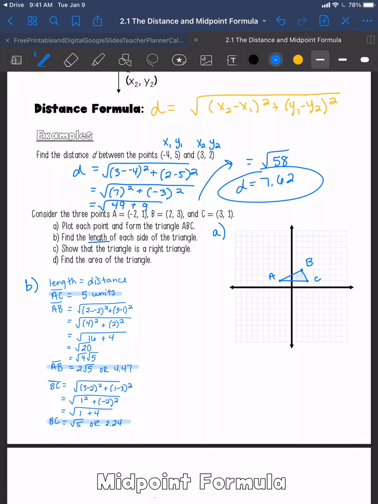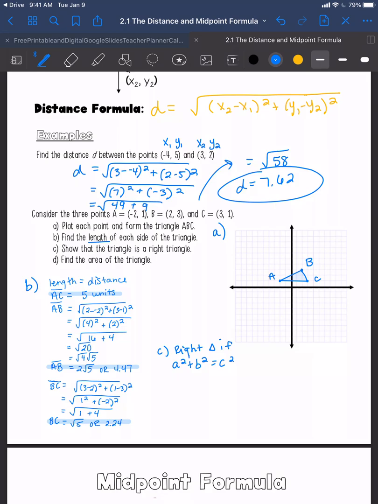Okay, part C here, show that the triangle is a right triangle. All right, so we're just going to use the Pythagorean theorem here. It's going to be a right triangle if a squared plus b squared equals c squared. So that's the Pythagorean theorem.